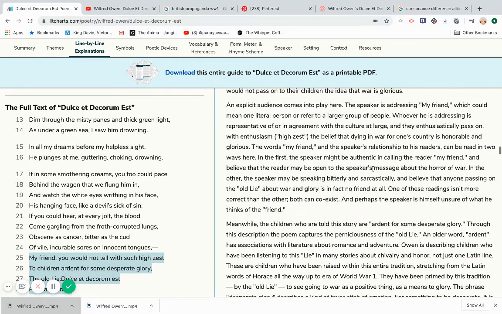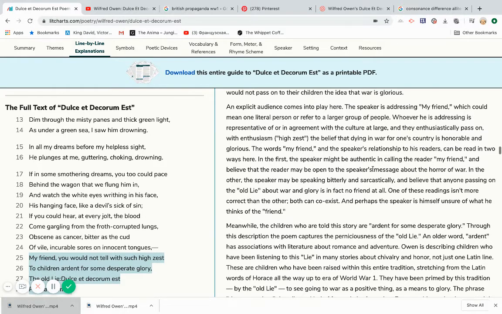An explicit audience comes into play here. The speaker is addressing my friend, which could mean one literal person who is pro-war or referring to a larger group of people who are pro-war.